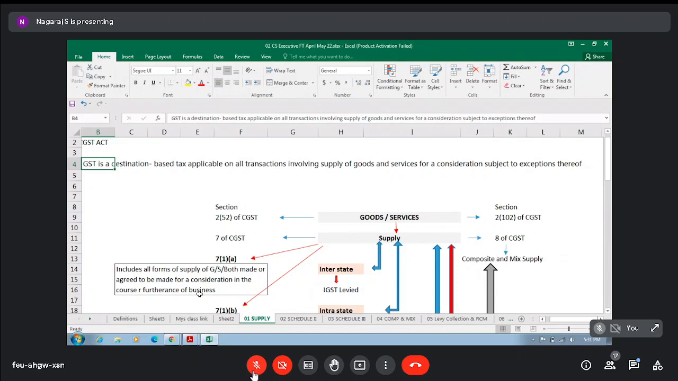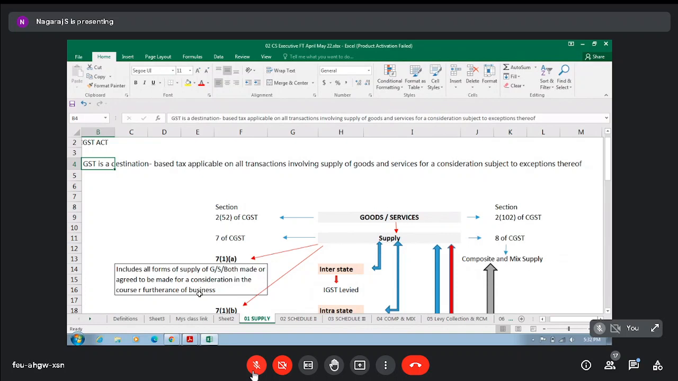That means whatever you are doing, it all becomes supply. Supply means taking the goods or services from one place to another place. It is called as supply. Understood? Okay. Made or agreed to be made. Made means for the immediate cash, that is cash sales. Agreed to be made means credit sales. For a consideration. For the cash also there is a consideration. For the credit also there is a consideration.